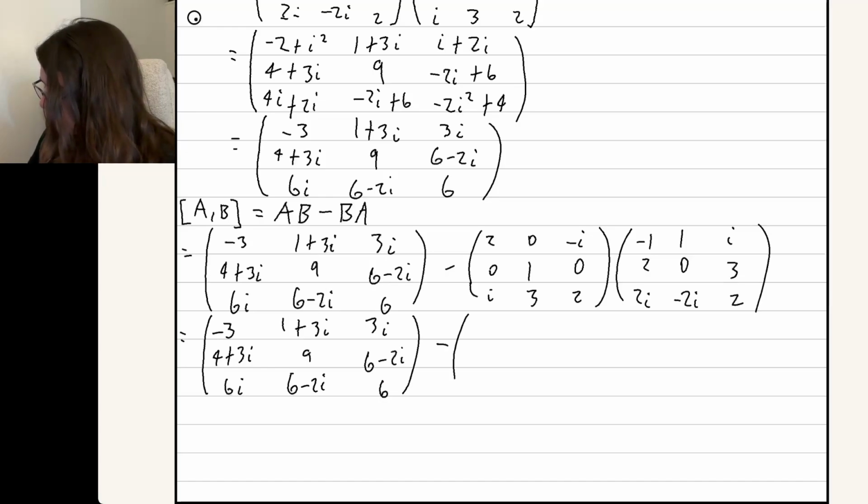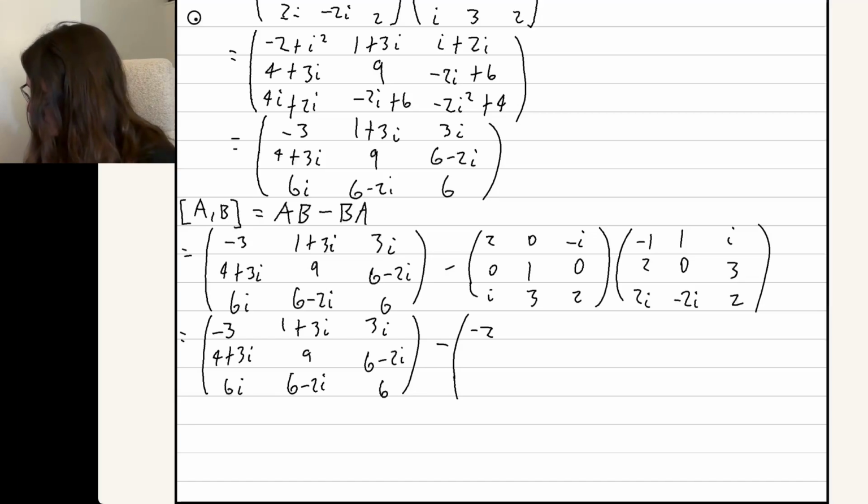And then this is going to be minus 2 times minus 1, which is minus 2. 0 times 2, which is 0, minus i times 2i, which is minus 2i squared. 0 times minus 1, which is 0, 1 times 2, which is 2, 0 times 2i, which is 0. So just 2 for that one. i times minus 1, which is minus i, 3 times 2 is 6.